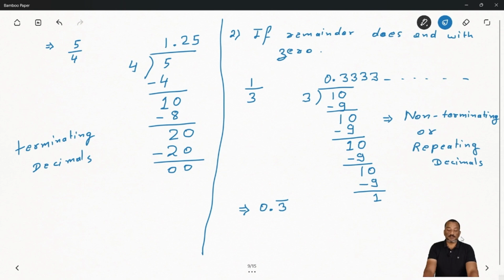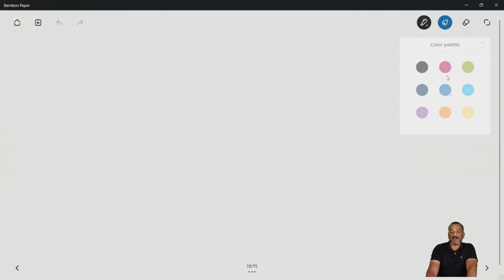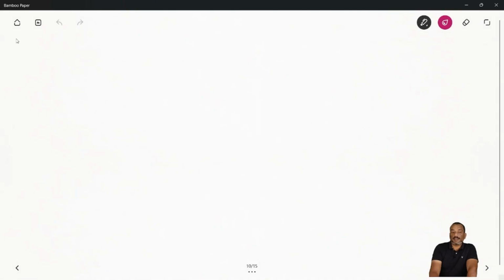Hope you understand. Now coming to the next one, which is the irrational number. So in the irrational number, we will say, irrational number.